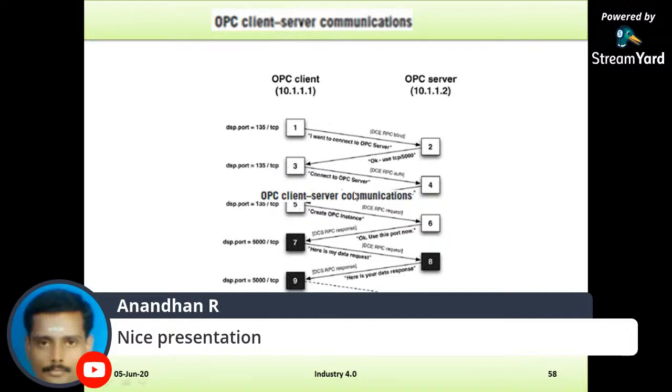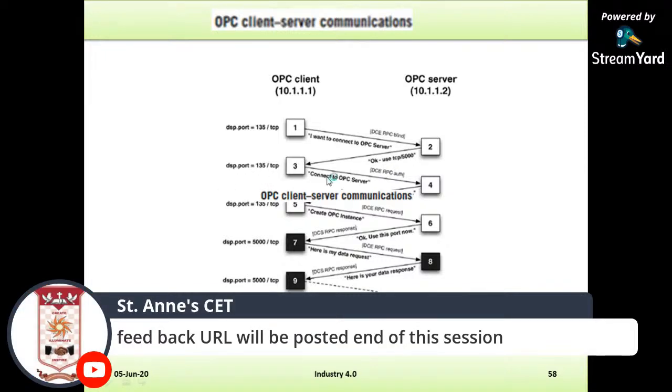So according to the OPC client-server communication, first you send a signal: I want to connect to the OPC server. Then they will ask for a port. Here the port number is 135, sent over the TCP/IP protocol. And the OPC server at 10.1.12 gives another port, TCP 5000, that way. Then once again, you try to establish the network, connecting to the OPC server through these terms, 135, and further you connect to this 5000 area. Then once again, you send the signal, the accepted signal, then create the OPC instances.